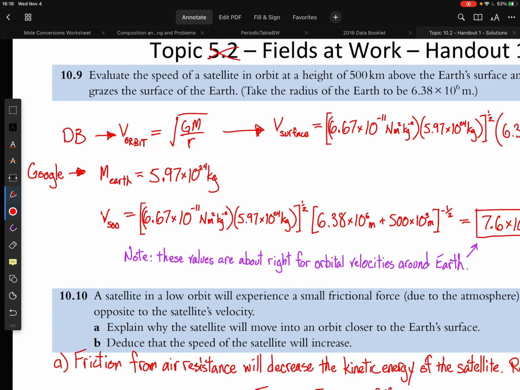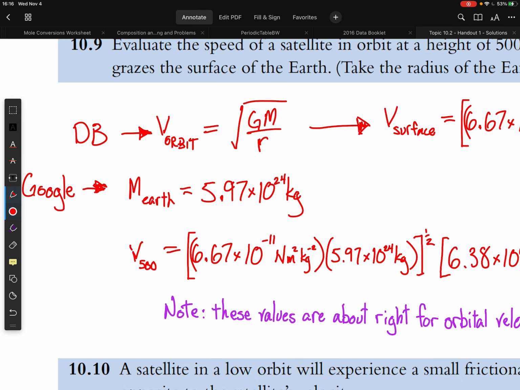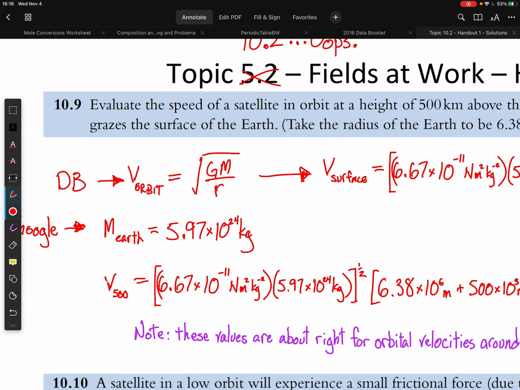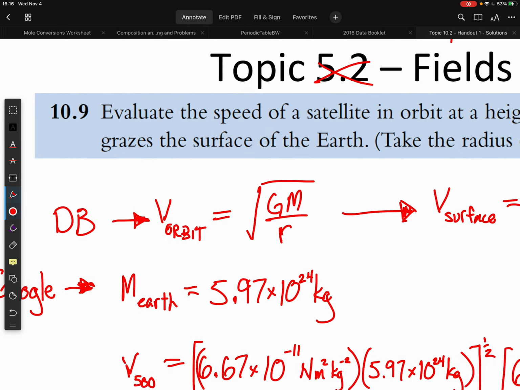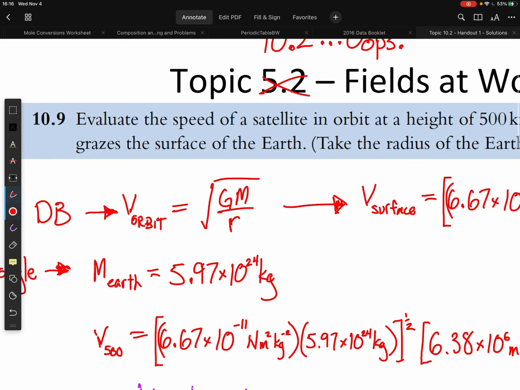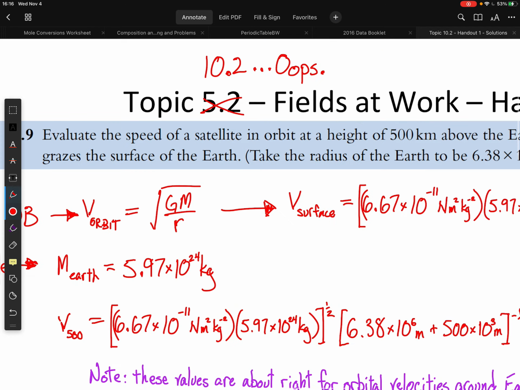Note that they don't give us the mass of the Earth, which we actually need according to your data booklet, which is right here. So the data booklet says that orbital velocity is equal to the square root of the gravitational constant times the mass of the object being orbited divided by the orbital radius.